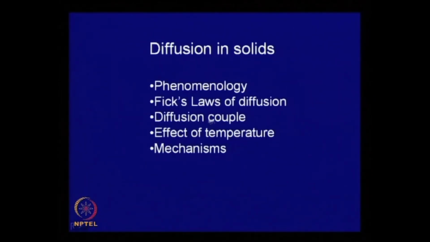We also looked at a few problems of the diffusion couple, how, if there is a concentration gradient, this concentration changes with time. We also looked at the effect of temperature. Today, we shall look in a little more detail at the mechanism of diffusion and what happens if you have different species: whether both species move at the same rate or differently, and if they are different, what effect it has on the concentration distribution in the solid.